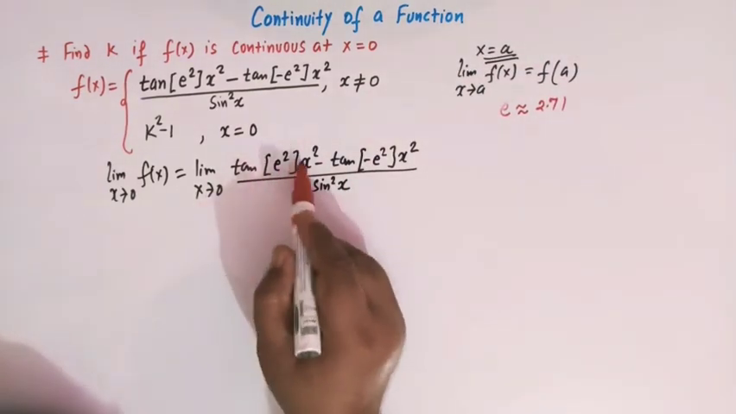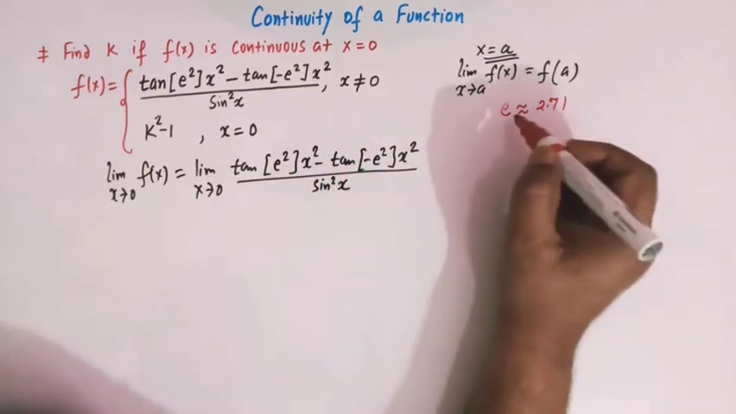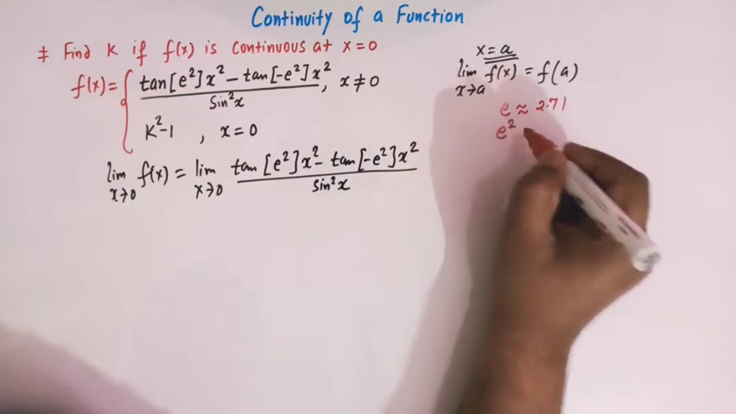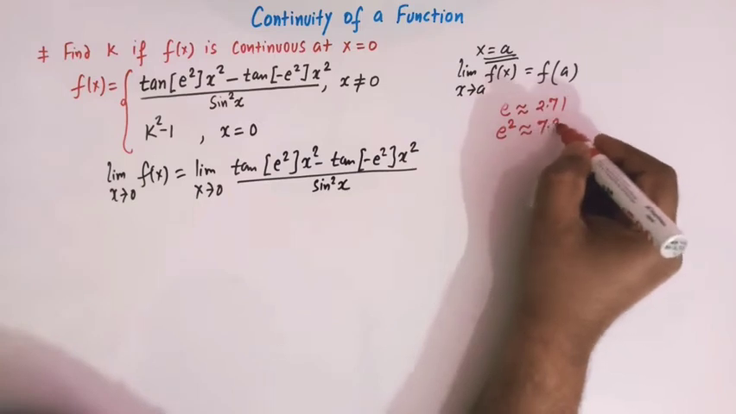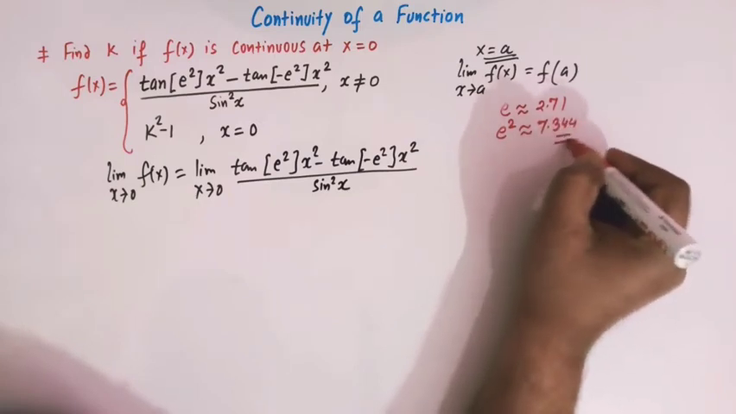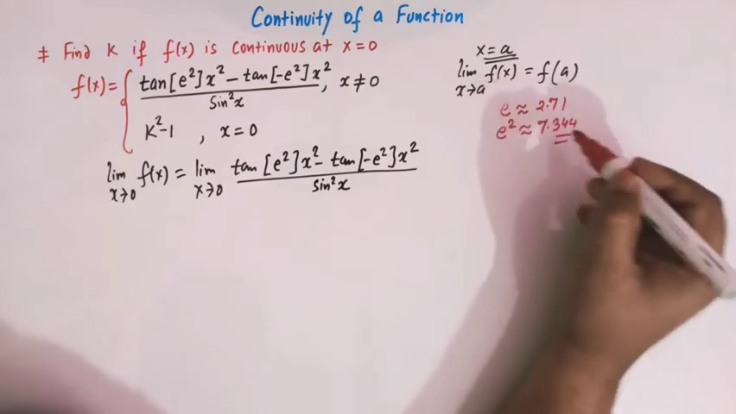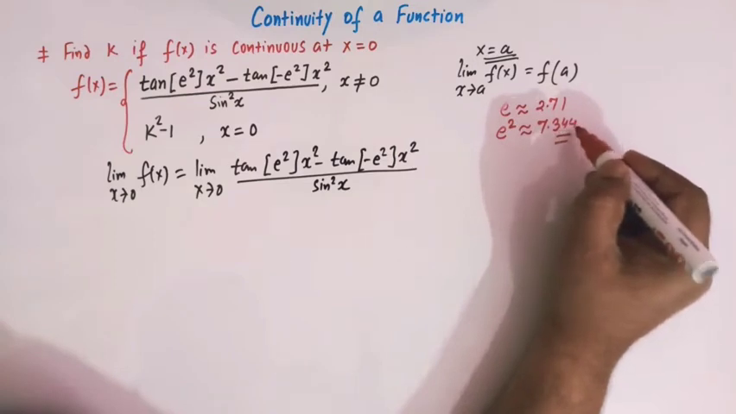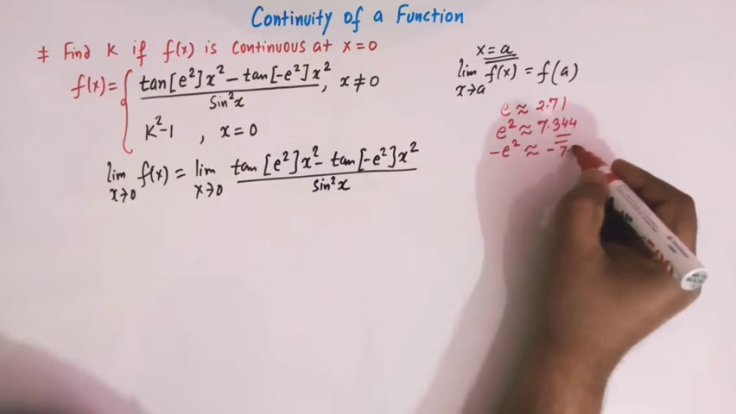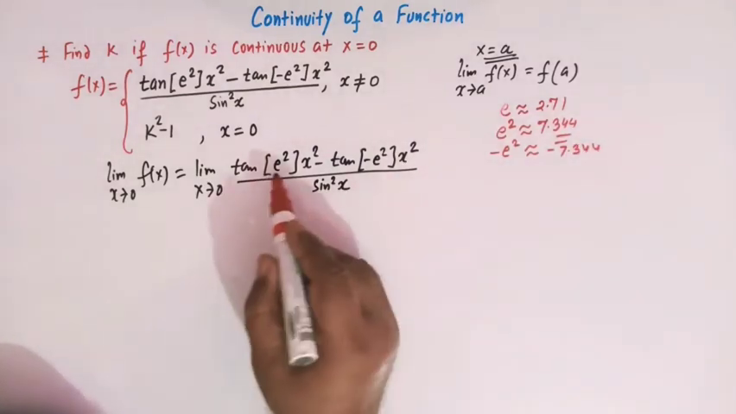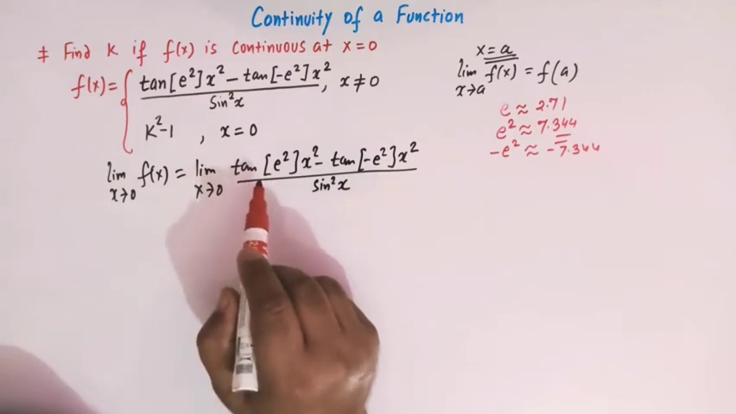So here we see that we have greatest integer of e square and greatest integer of minus e square. So the approximate value of e square is 7.344. So e is approximately 2.71 and e square is approximately 7.344, and minus e square is approximately minus 7.344. So now let us use the definition of greatest integer function.